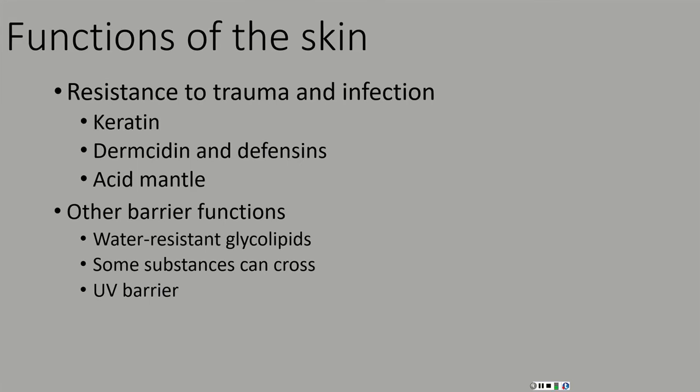So what are the functions of the skin? The skin actually has a lot of functions. First, it's going to provide resistance to things like trauma, like if you bump yourself, if you fall, if you're hit, and also to infection, if you cut yourself. There's a lot of stuff built into our skin that makes sure that any bacteria or other things that could potentially harm us are fought off before it gets into the rest of our body and spreads.